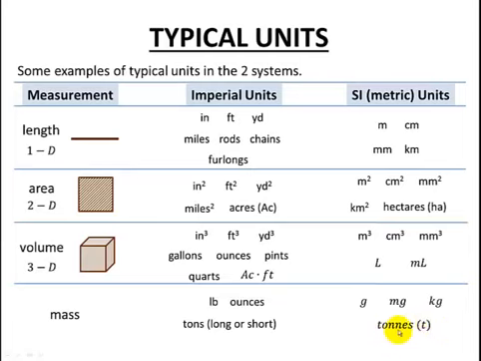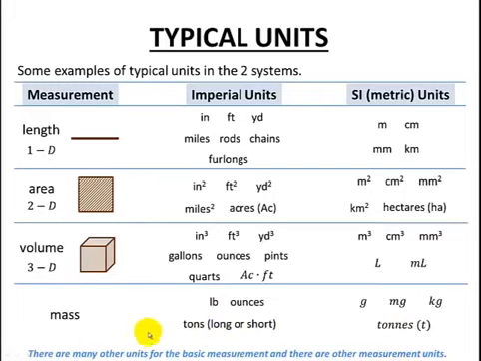So tons, we're going to have to be able to differentiate not just between metric and imperial, but also within imperial, long and short. And then just remember that there are many other units than the ones I've listed here. These are just some of the basic ones that we'll be seeing, but we will be seeing other ones throughout the course.